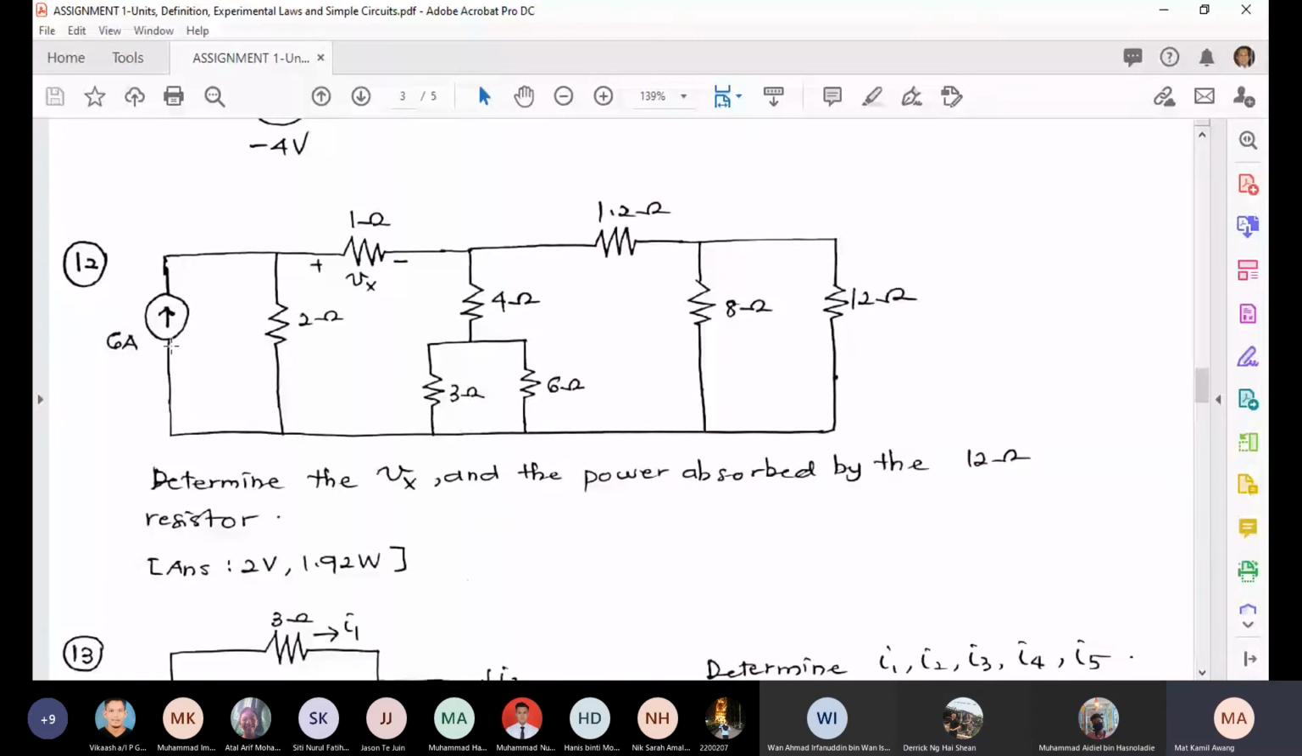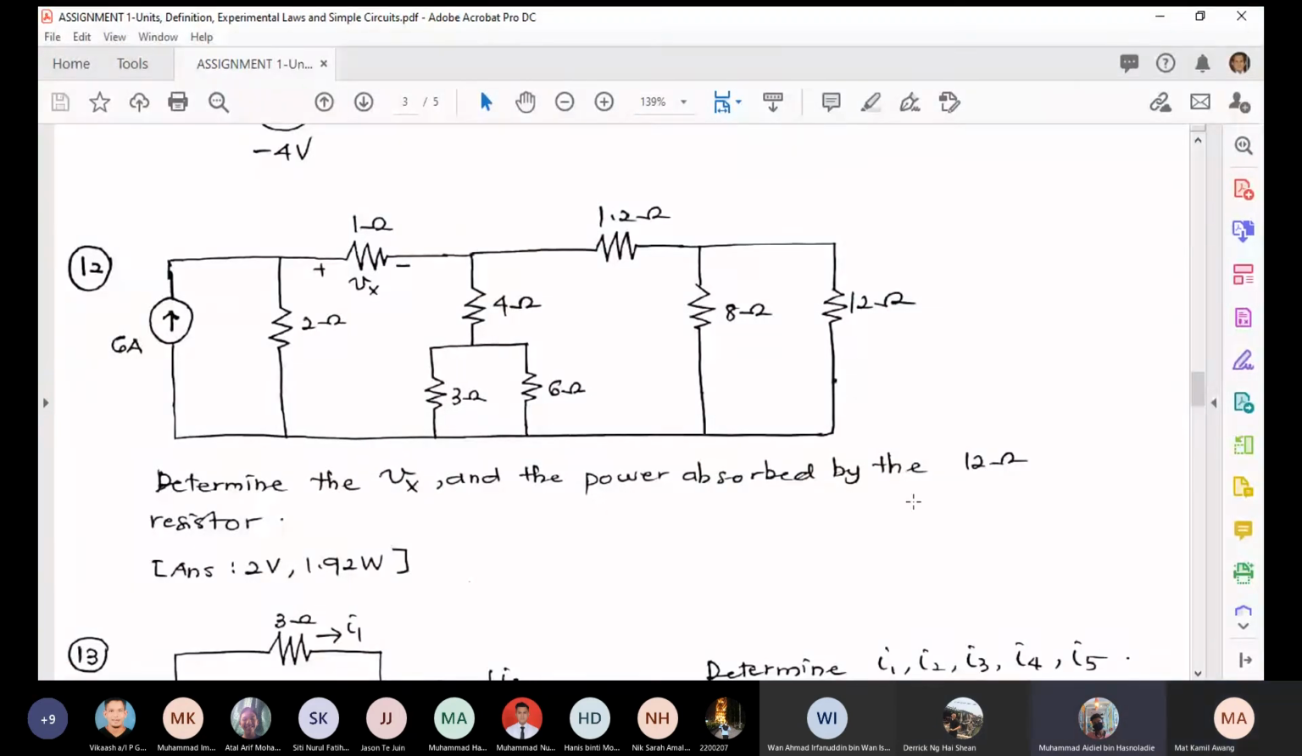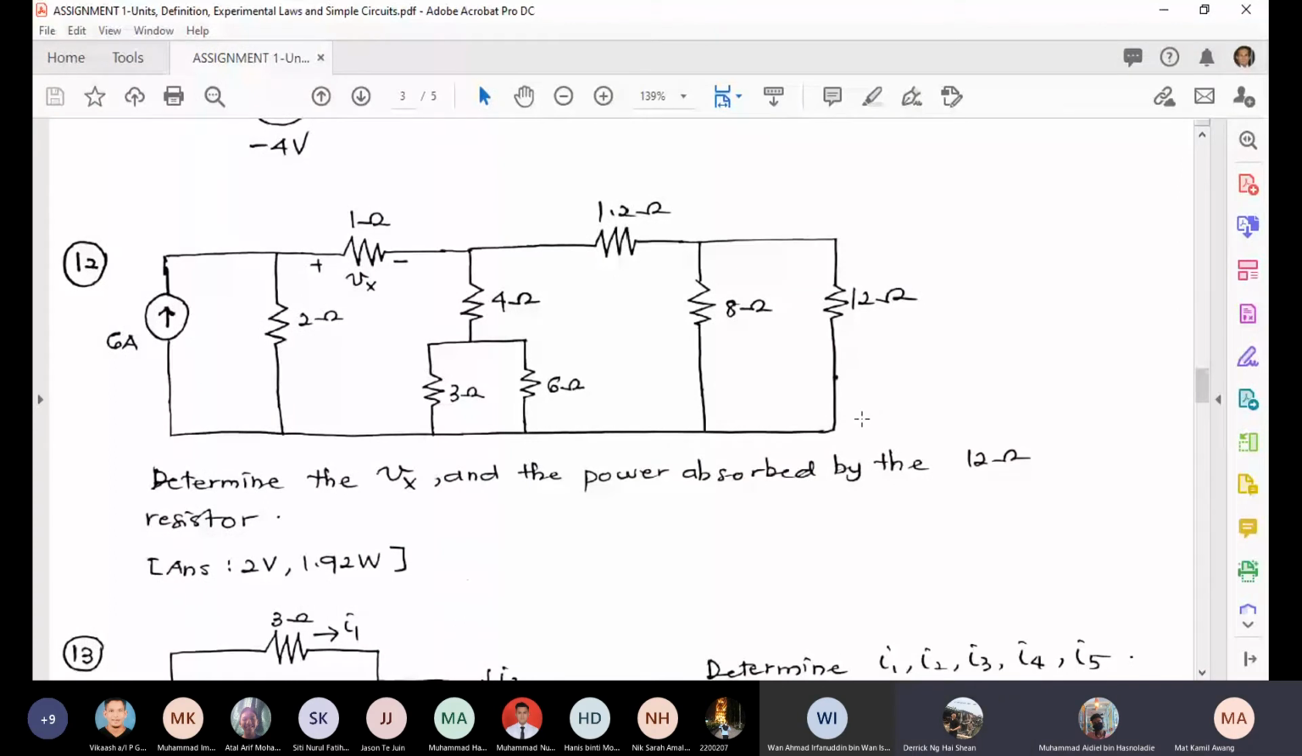You have a current source, and you have these many resistors. You have to find the Vx. Can you solve this one? In order to solve this, you have to use KVL and the concept of parallel and series resistors. How do you want to combine? So where do you start first? From right to left. It depends.